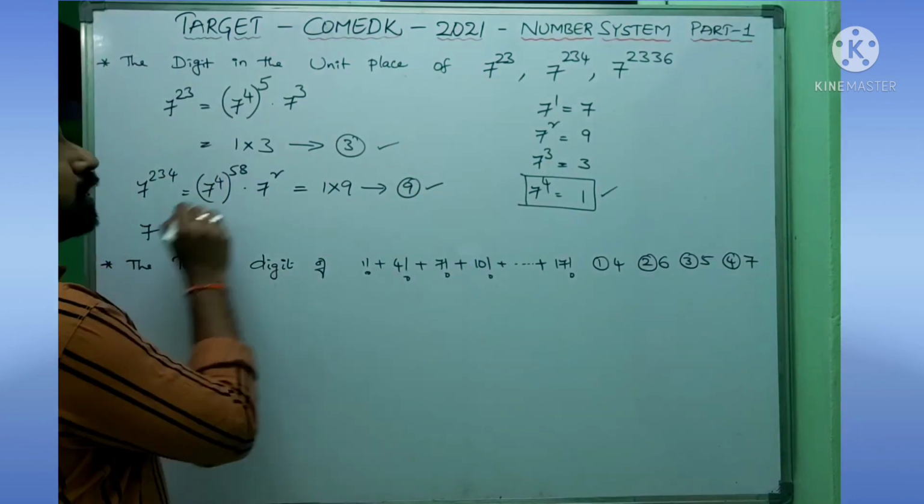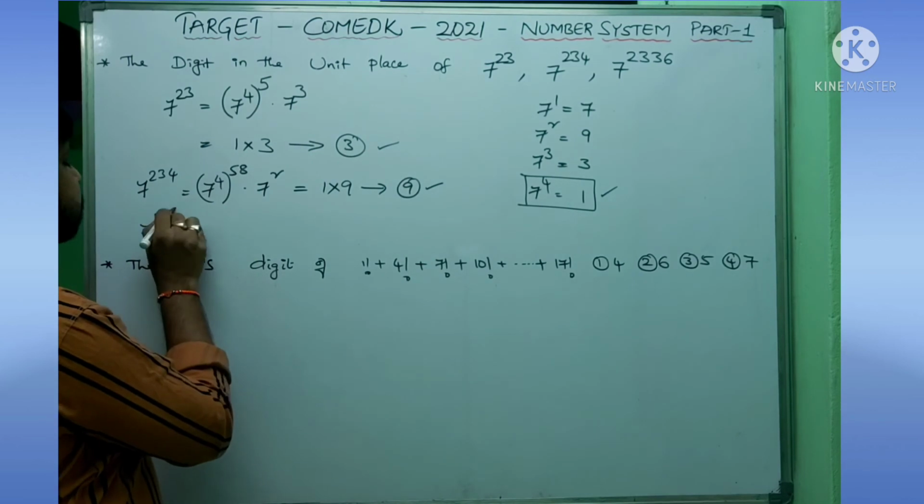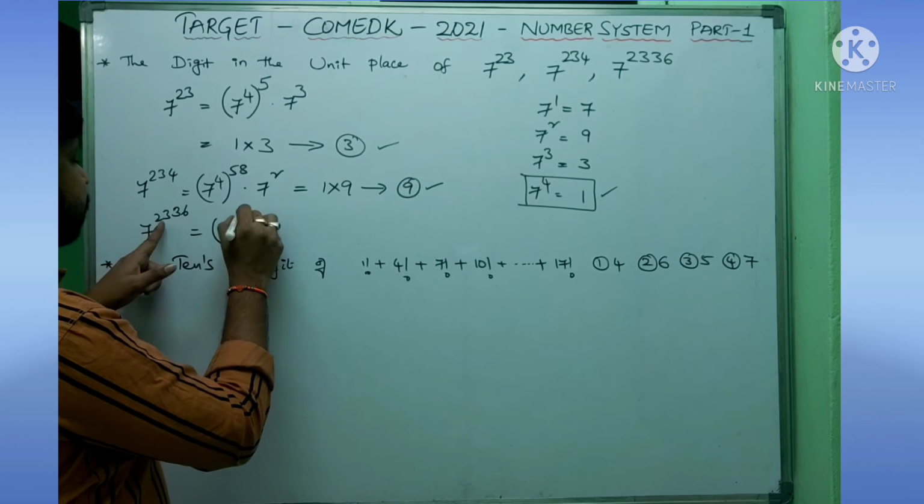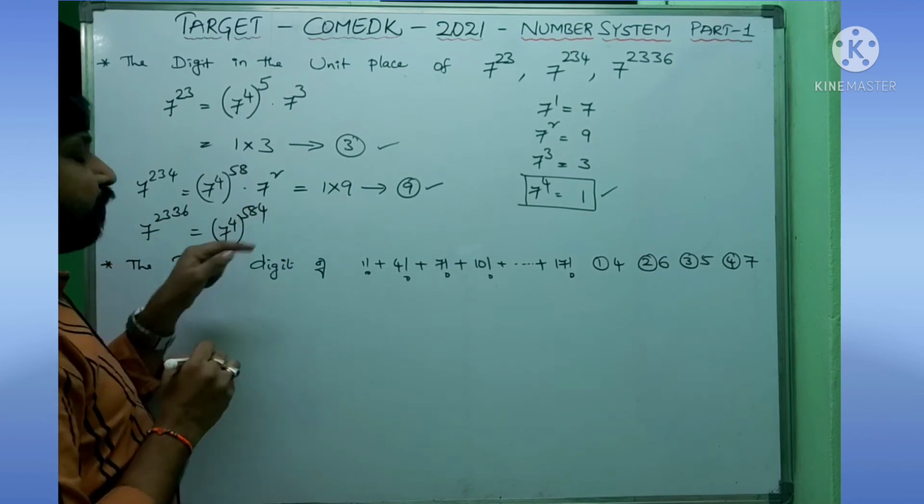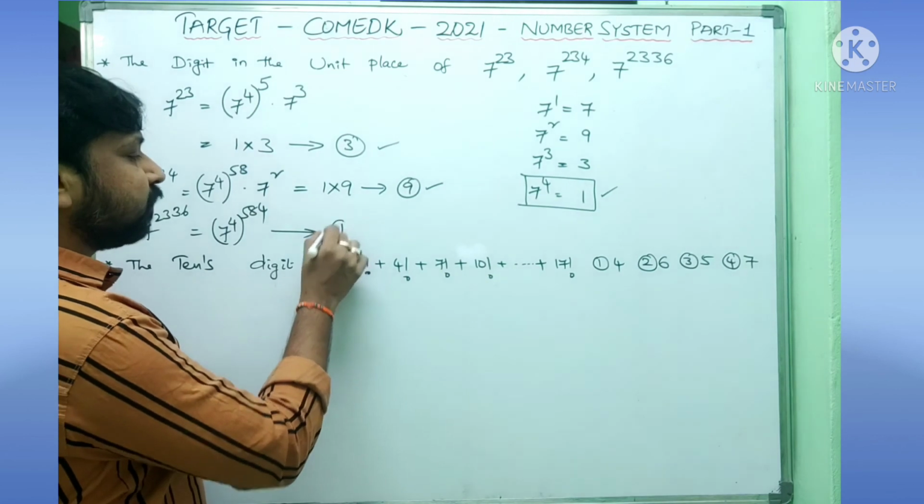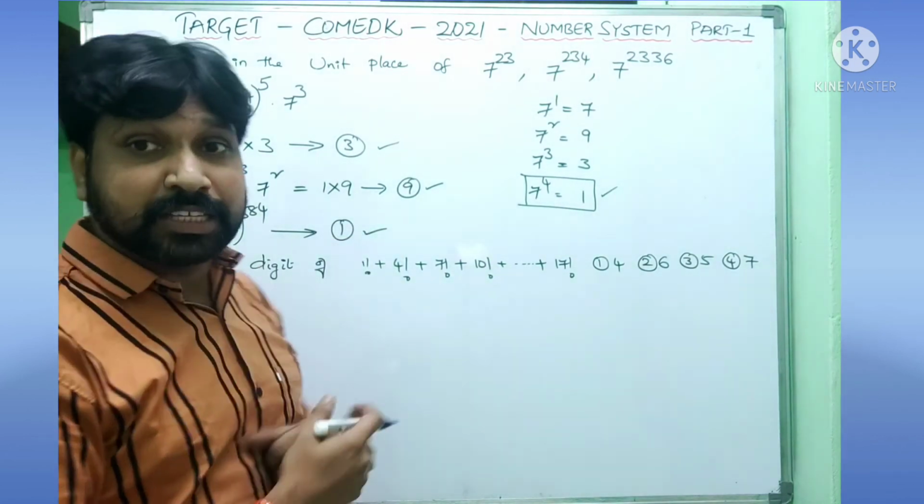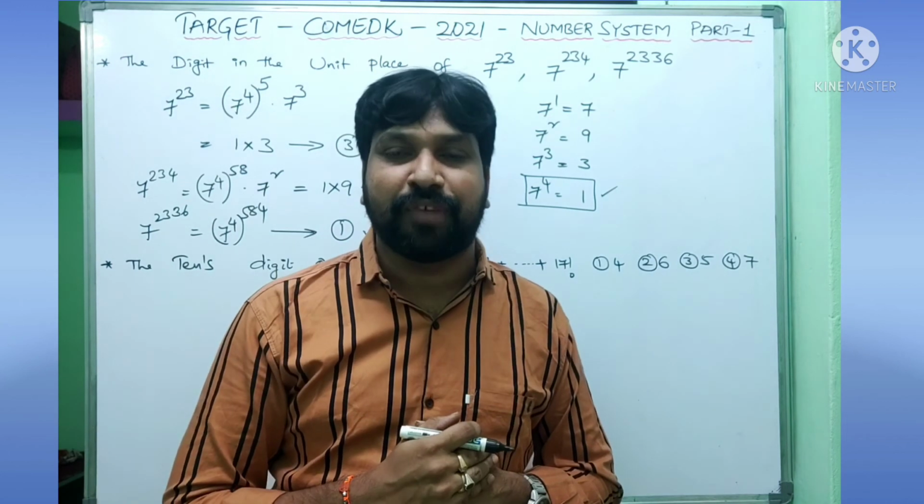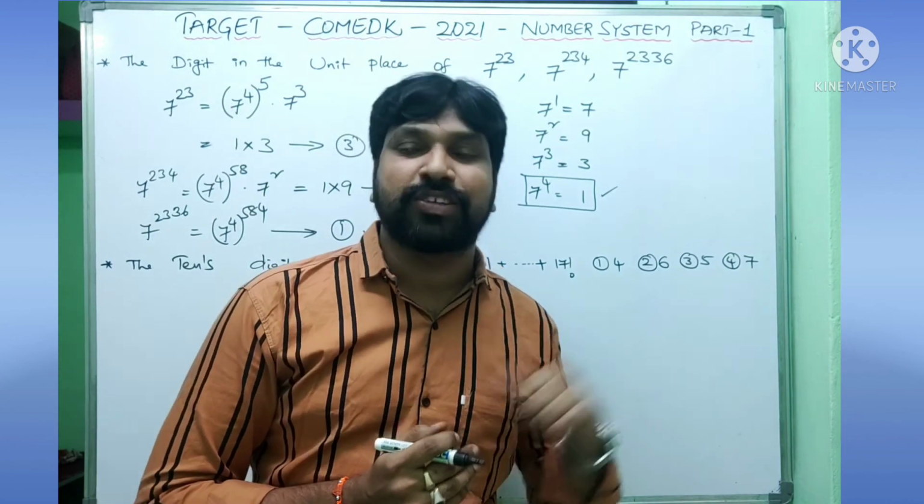Let us move to next question. 7 to the power of 2336. This can be written as 7 power 4 whole to the power of 584, so 4 into 584 is 2336. 7 power 4 units place is nothing but 1. 1 power anything is 1. So 1 is the answer for this particular question, friends. So by this approach, this kind of questions are very easy. Let us move to next question, friends.